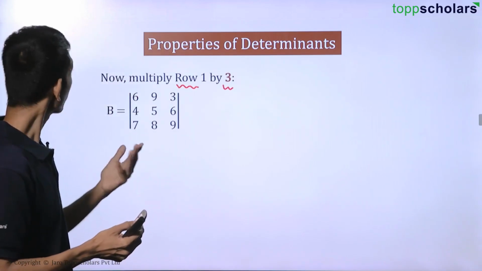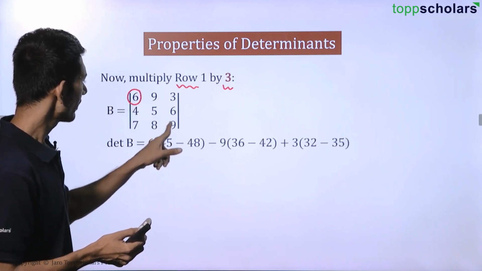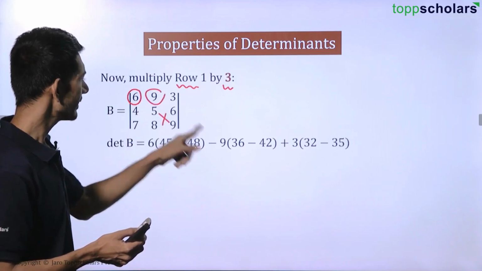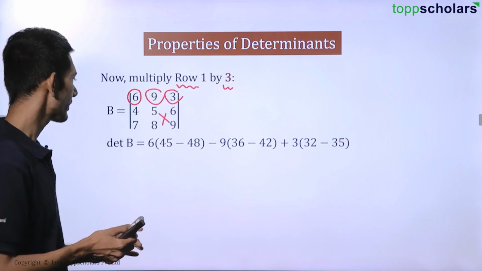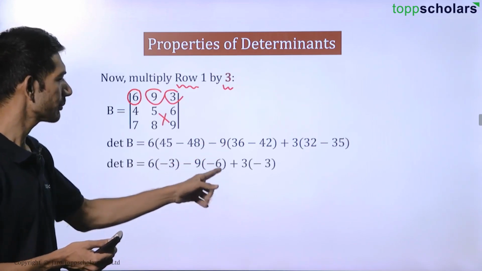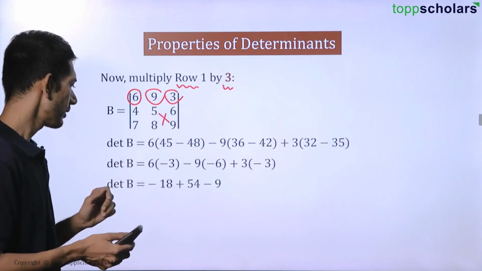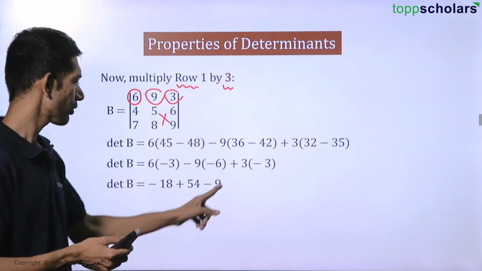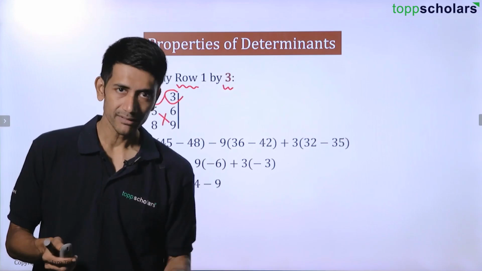Same procedure, we are going to repeat it again and again. So this is 6 multiplied by 45 minus 48, then minus 9 multiplied by 36 minus 42, and then 3 multiplied by 32 minus 35. Solve this further. You get 6 multiplied by minus 3, minus 9 multiplied by minus 6, 3 multiplied by minus 3. Solve it further. You get minus 18 plus 54 minus 9. That gives you 27, isn't it? Now determinant of B is 27.